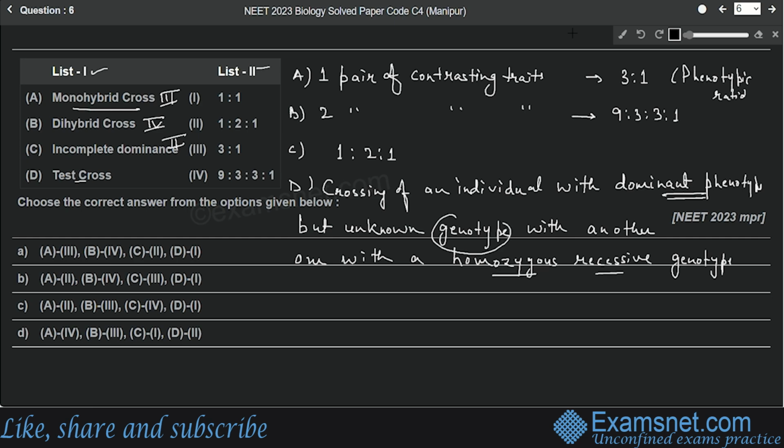In this case the phenotypic ratio can be 1:1 if the dominant individual was a heterozygote. Therefore, the correct match for D will be number 1, 1:1. So according to this, the correct answer will be A matched with 3, B matched with 4, C matched with 2, D matched with 1. So option A is the correct answer.